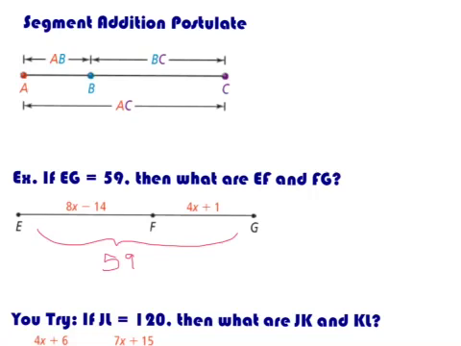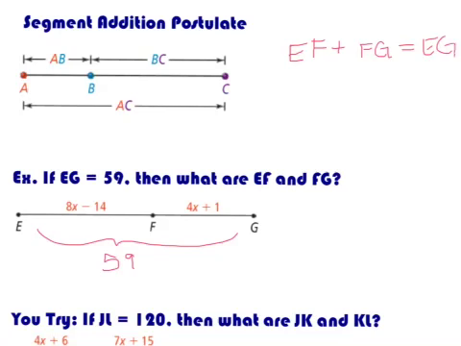Well, since I know that the length of the segment EF is equal to 8x minus 14, and I know that the length of the segment FG is equal to 4x plus 1, then I can say the segment EF plus the segment FG, those lengths, is equal to the length of segment EG. So I'm going to write that out. I know the length of EF plus the length of FG is equal to the length of EG.